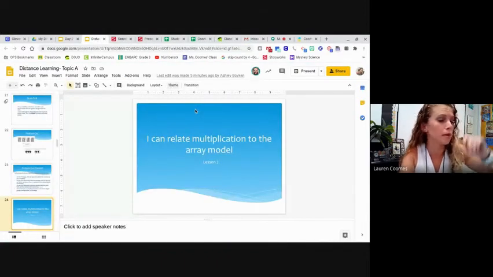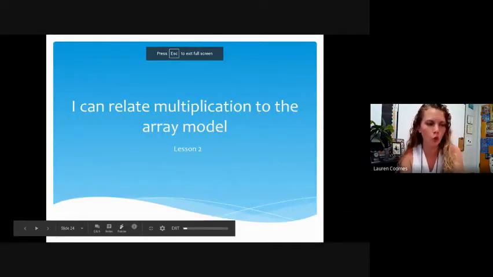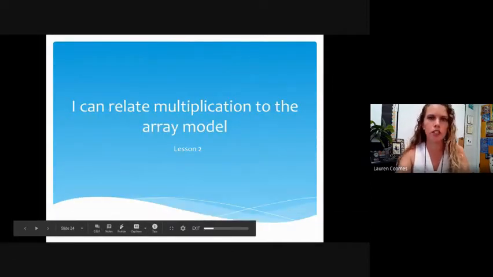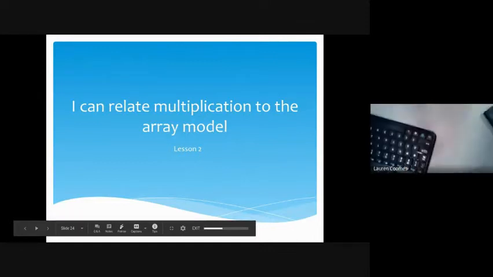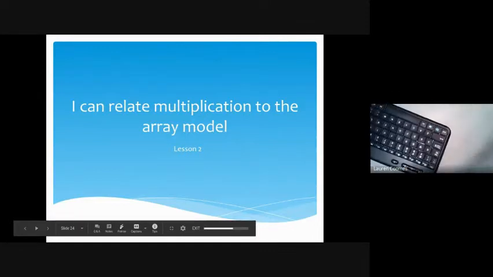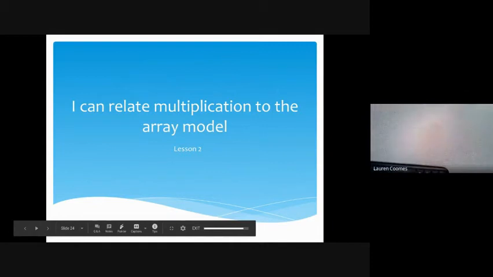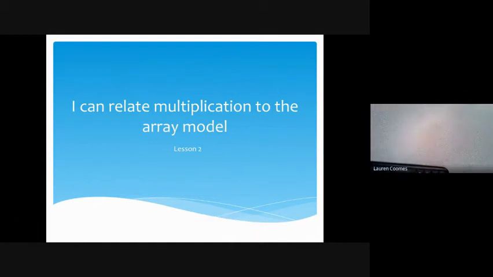We're talking about making multiplication into an array, which is just organized dots. So right now, I'm going to move my screen so that you can't see me. You're going to see my table. So right now, I'm going to get out.